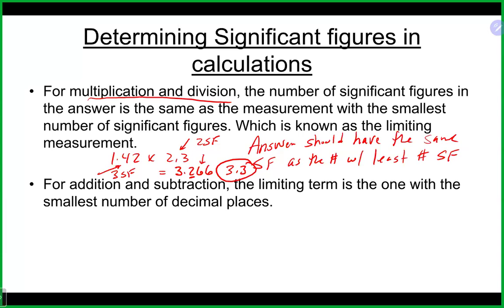Now, when we add or subtract, it is different in a sense. It is still going to be actually the lowest number, but we are not looking at significant figures here. We're actually looking at the smallest number of decimal places. So for adding and subtraction, we look at decimal places. For multiplying and dividing, we look at significant figures. So adding and subtraction, your answer, the least number of decimal places.